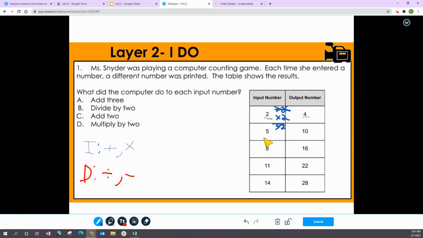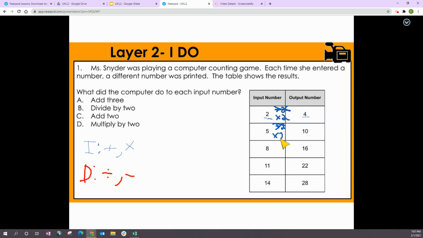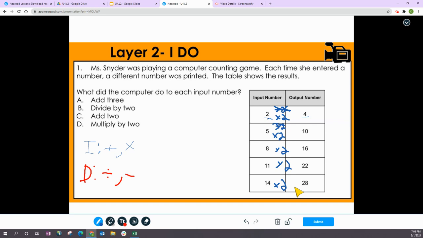I still have this rule times 2. Let's see if that works. 5 times 2 is 10. 8 times 2 is 16. 11 times 2 is 22. And 14 times 2 is 28. So my rule is times 2.